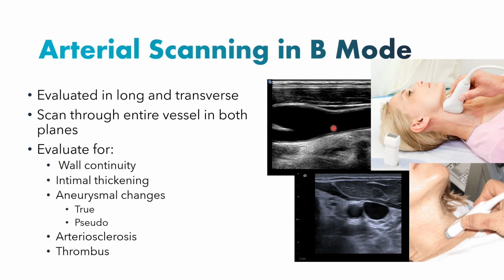To get 90 degrees to the long axis of the carotid artery, you can rotate your hand 90 degrees and get a transverse view. So now we see that carotid on end rather than in length. It's a little bit easier to stay on that carotid, or on any vessel, in transverse. If you have the time and the ability, you want to scan through the entire vessel in both planes. Obviously, the carotid's a short vessel. It's pretty easy to do that efficiently.